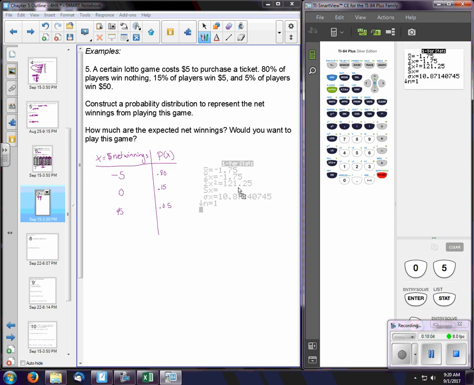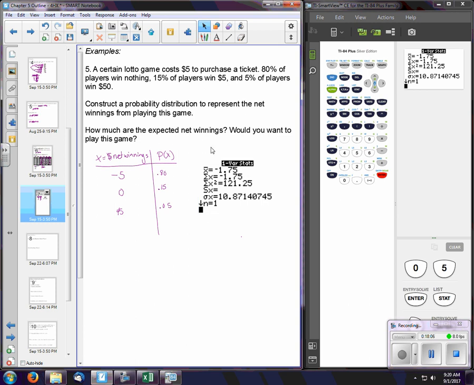So this tells us that we would have a mean. In other words, it's negative, so that means you could expect to lose $1.75, and a standard deviation of $10.87. So what's the catch here? The catch is that if you play this only one time, you're not going to necessarily lose $1.75. But this means that in the long run, if you kept playing this game over and over and over again, eventually it would even out to about a loss of $1.75.